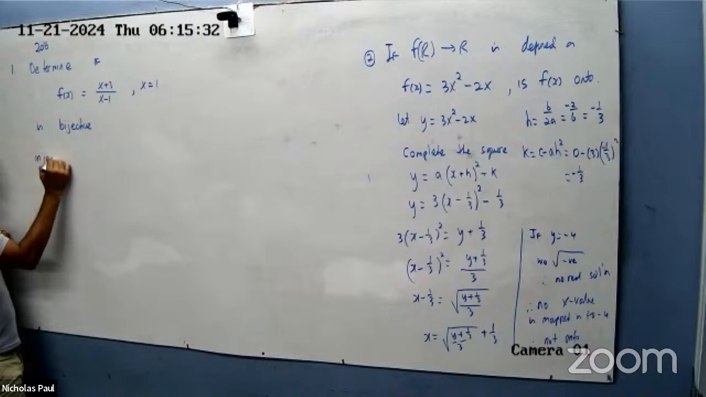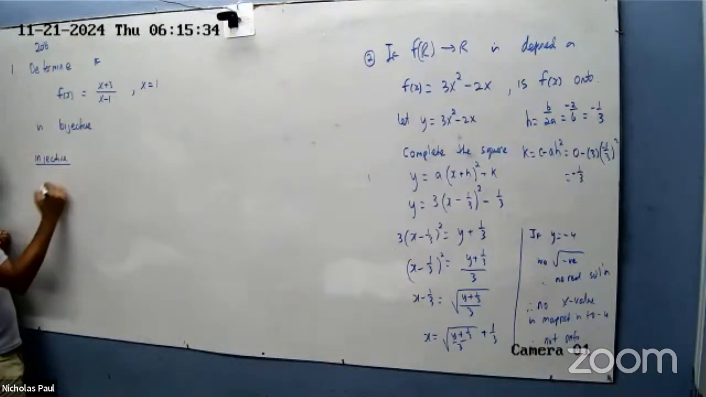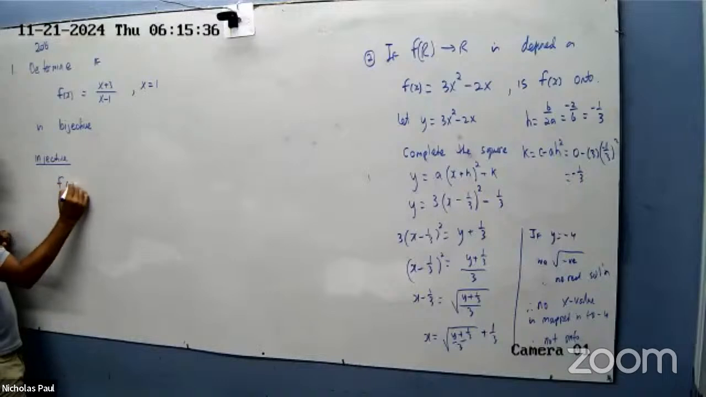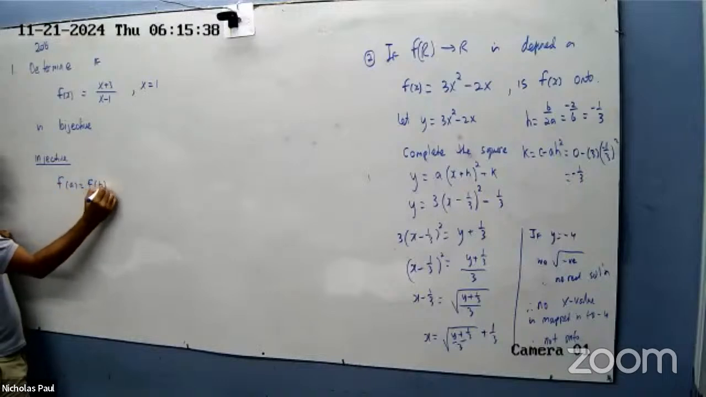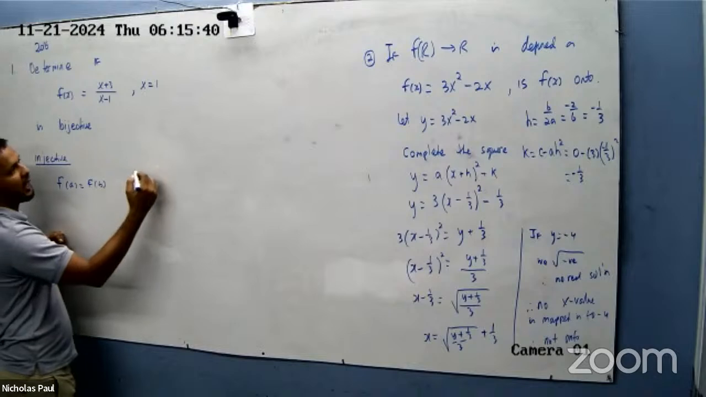So check for injective first. Right? As I said, you can use the formula f of a equals f of b. For onto, try the graphical way, right?